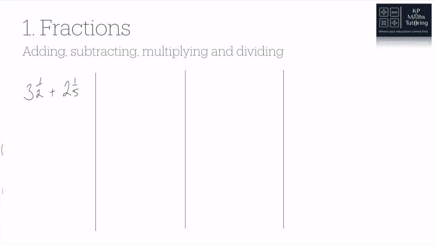First of all, fractions. You need to know how to add, subtract, multiply and divide with fractions. So if we've got something like this, where it's a mixed number, look at multiplying the big number by the bottom number and adding the top first. That's what I've done in that blue section there. So 3 times 2 is 6 plus 1 is 7.